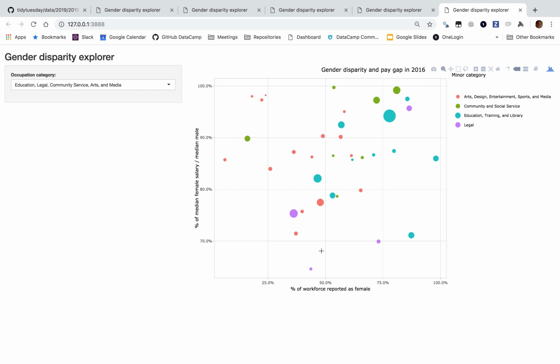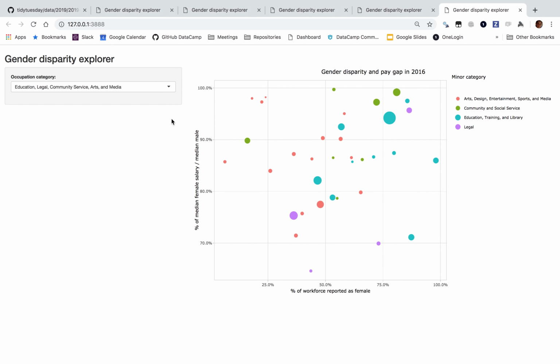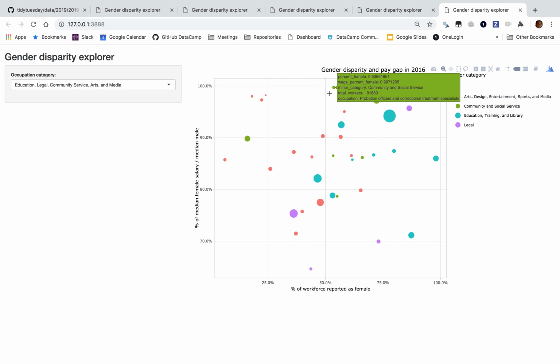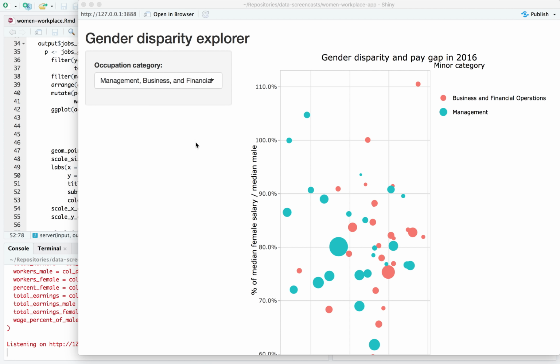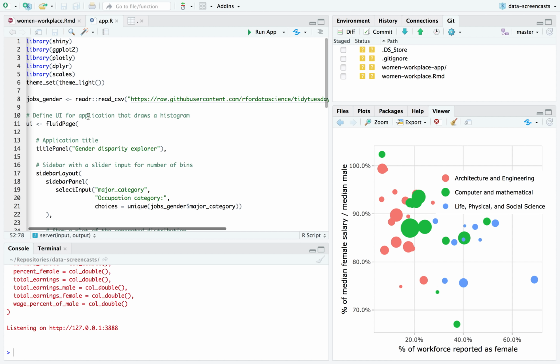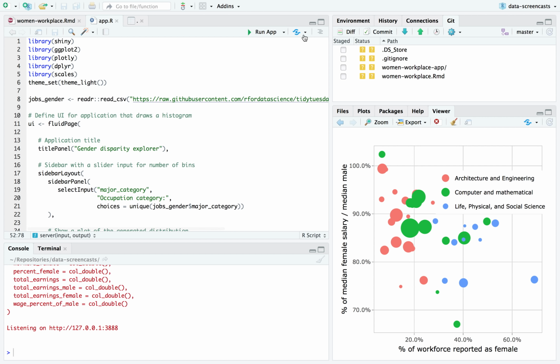Most of them have pay gaps between, let me see, 10% pay gap, 20% pay gap, 30% pay gap. All right. So you can explore this data yourself and find out more about the jobs. Notice this is a standalone application. It actually doesn't even require external data. It reads in the data at the start time. So this could easily be, I'm not going to do it, but this could easily be published to Shiny Apps.